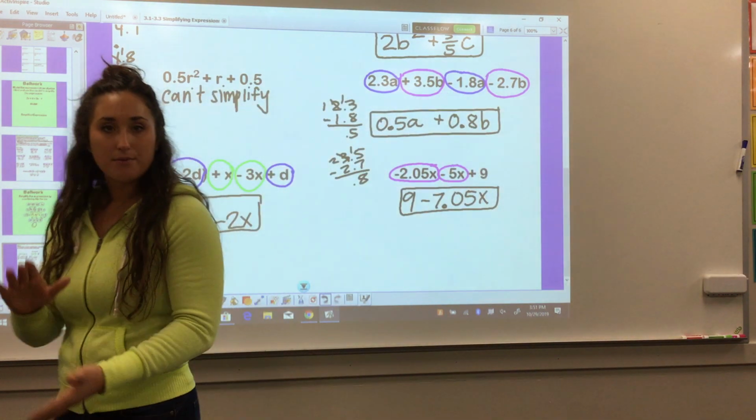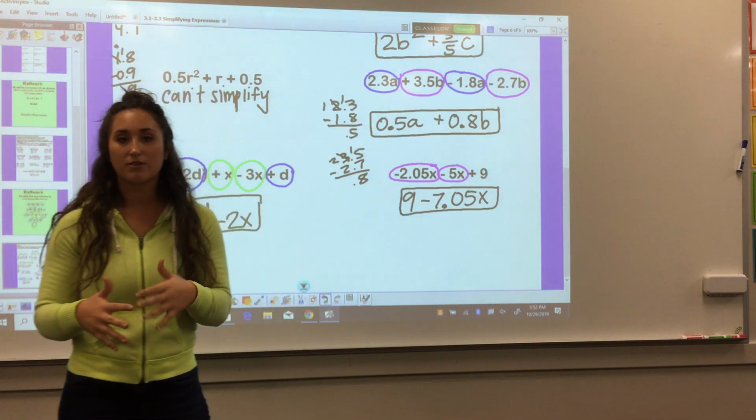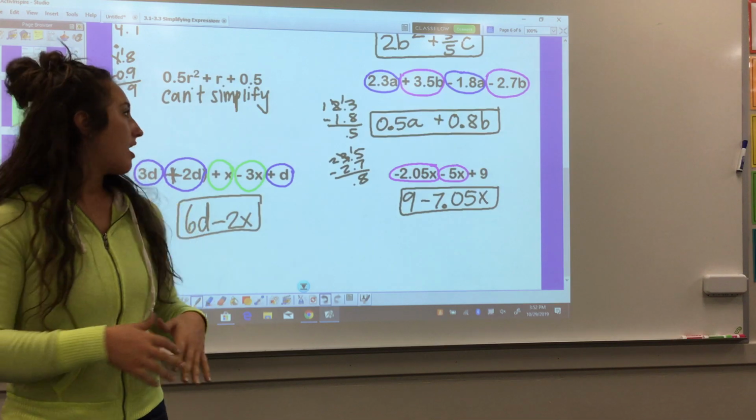Okay, so that's all I got. That's simplifying expressions. Hopefully it's simple to simplify.